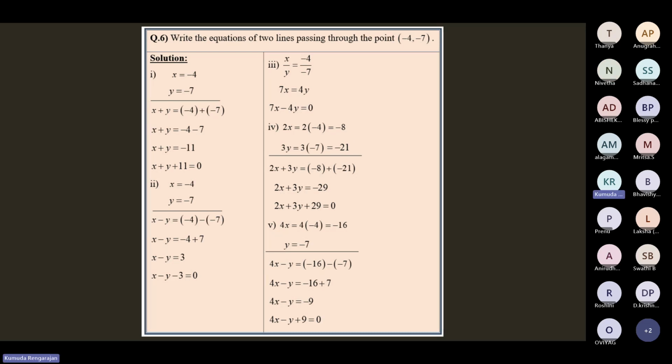So this is given 1 point. Given 1 point, we know that there are infinitely many lines passing through this point. And we know that every straight line has a linear equation in two variables x and y. So there are so many equations. Of those many equations, you are asked to write two equations, that is, equations of two lines passing through this point. Two is enough, but we have understood different ways of writing the equations.